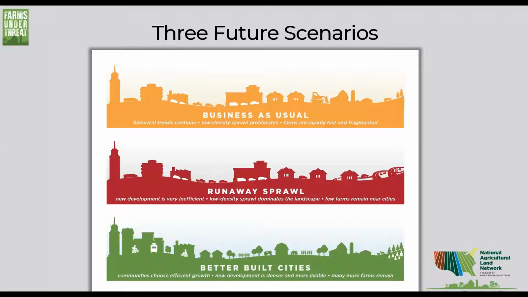Lastly, we modeled the future we hope for, better built cities. This scenario envisions successful efforts to reduce the footprint of residential and commercial and industrial development on productive agricultural land. While the scenario still results in the conversion of some ag land, it envisions a future with vibrant, compact cities and towns and abundant farm and ranch land to meet the needs of the future.